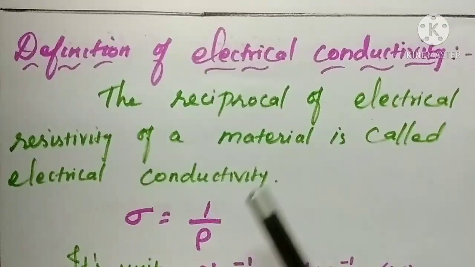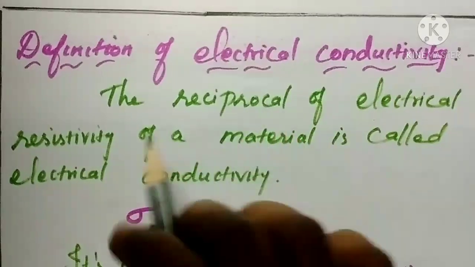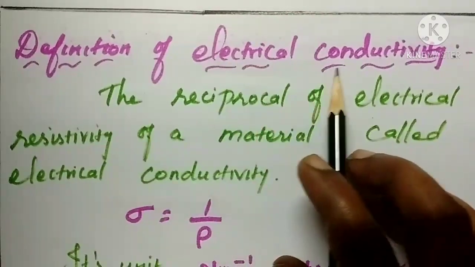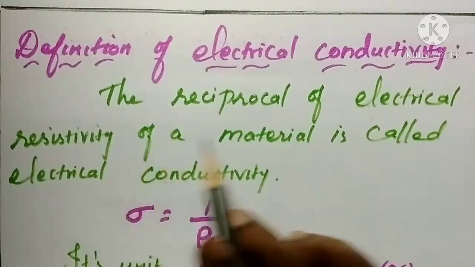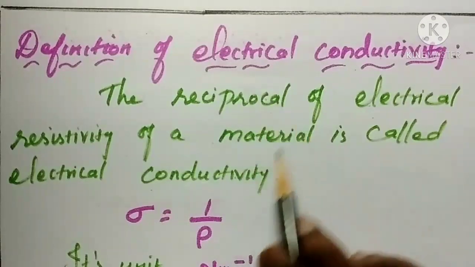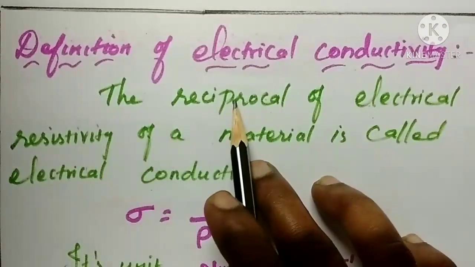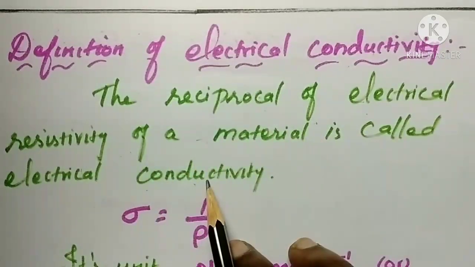Just now we learned the definition of conductance, that is the reciprocal of the resistance. Now we are going to learn the definition of electrical conductivity. The reciprocal of electrical resistivity of a material is called what? Electrical conductivity, just opposite to electrical resistivity.